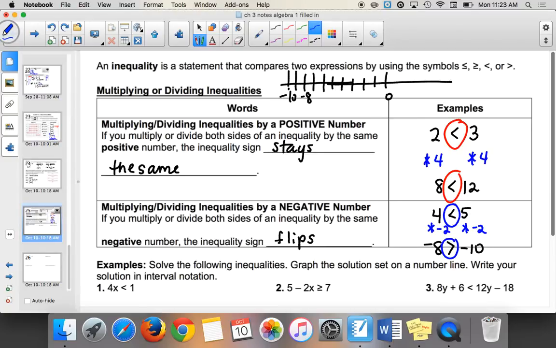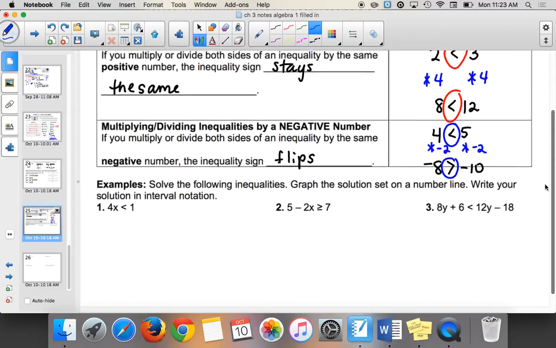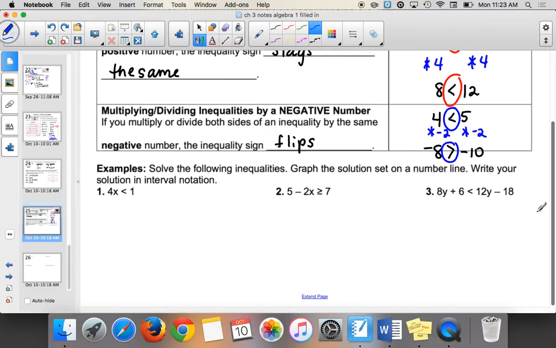All right, so it says solve the following inequalities, graph the solution set on a number line, and write your solution in interval notation. So I have 4x is less than 1. Just like if I had 4x equals 1, in order to solve for x, we would divide by 4 on both sides of the equation, right? That's what we're going to do here. So we're going to divide by 4 and divide by 4. Since I'm dividing by a positive number, I don't have to flip the sign. So I get x is less than 1/4.